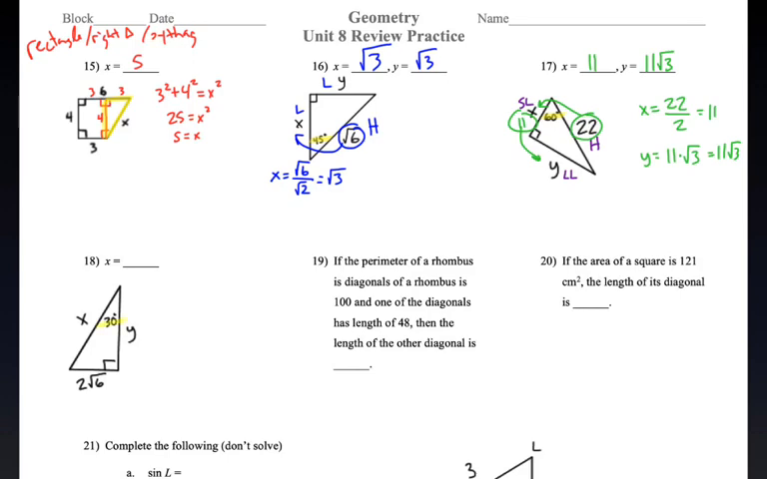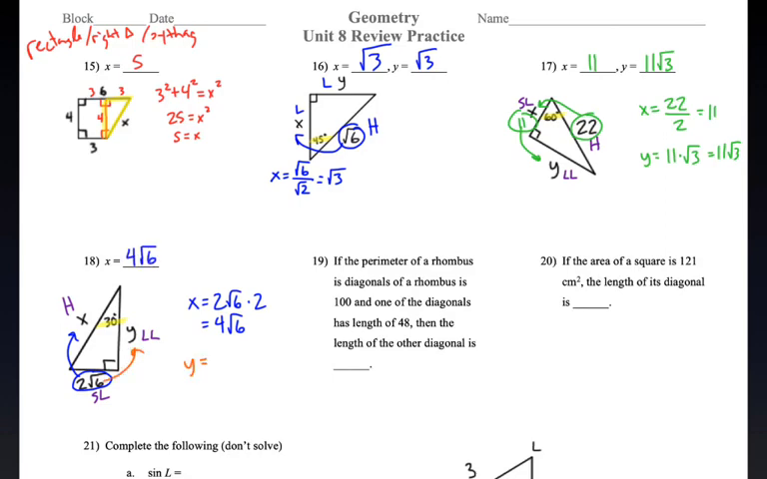Now, number 18 is also a 30, 60, 90 triangle. This time it gives us the short leg. So to go from the short leg, for each of them, I will multiply 2 square root 6 times what? Short leg to hypotenuse. That's times 2. So the numbers that are not inside the radical multiply. I get 4 square root 6 for x.